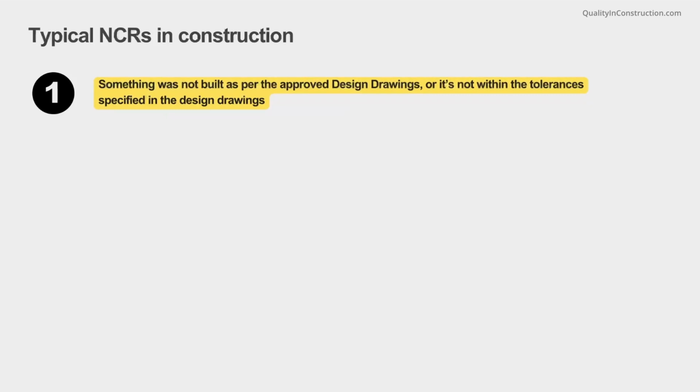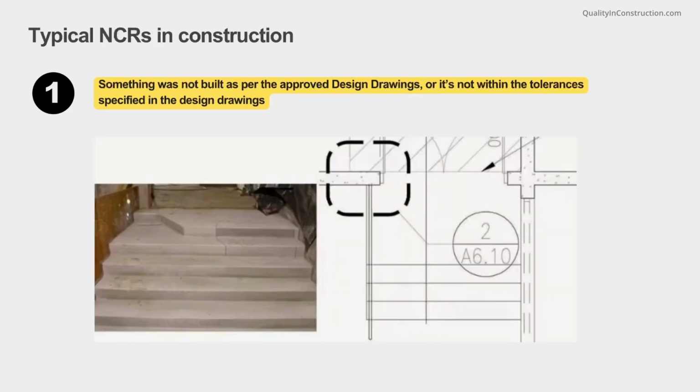These are some typical NCRs in construction. Many things can actually go wrong in a construction project or a company, and this list can literally be endless. But to my experience, almost all quality NCRs that I have ever seen belong to one of the following categories. Something was not built as per the approved design drawings, or it's not within the tolerances specified in the design drawings. This is something that happens when there is usually poor document control in a construction project and the teams on site are not aware of the latest and most up-to-date construction drawings or other documents.